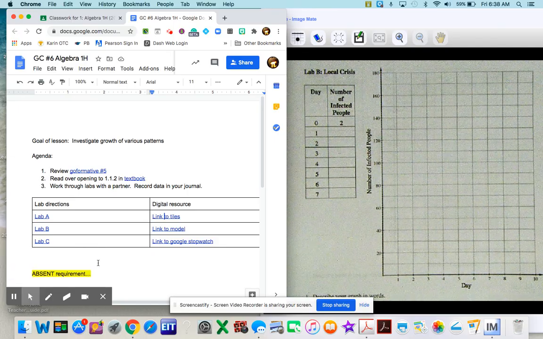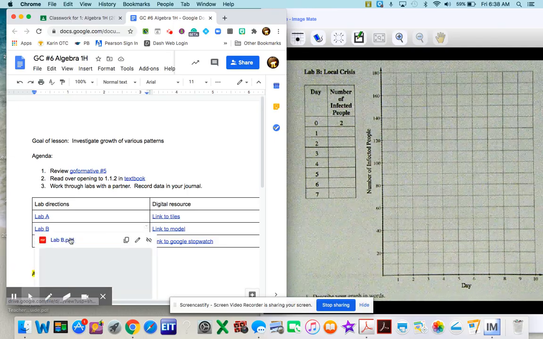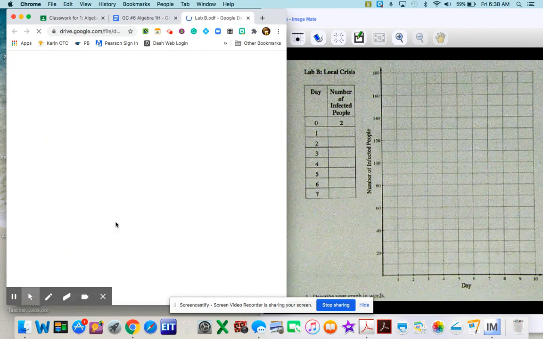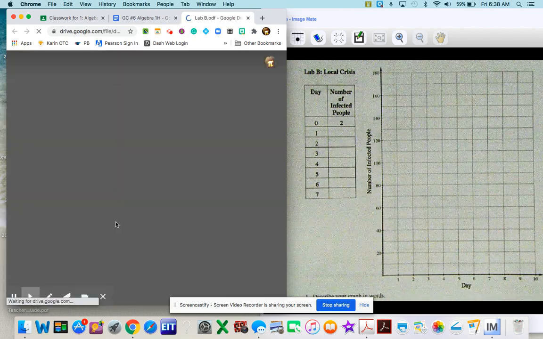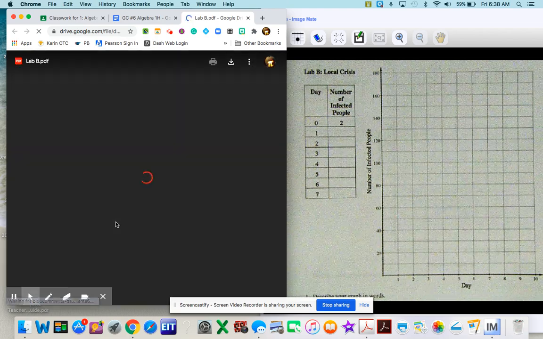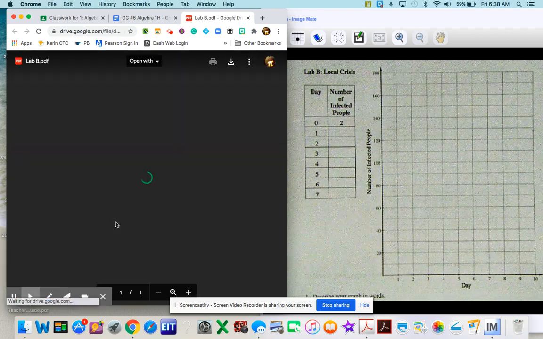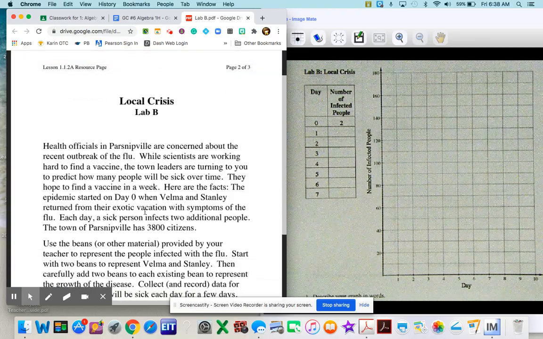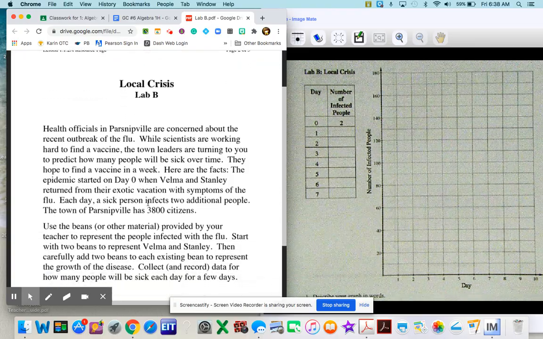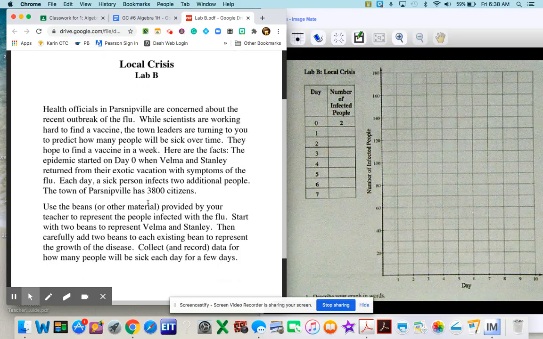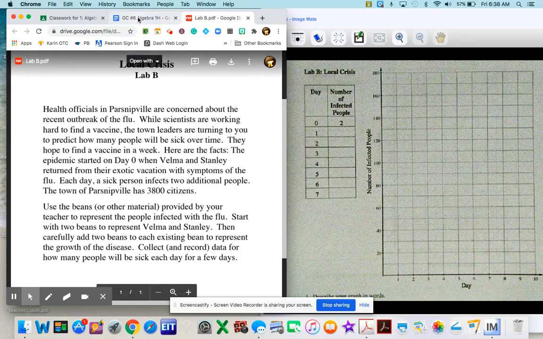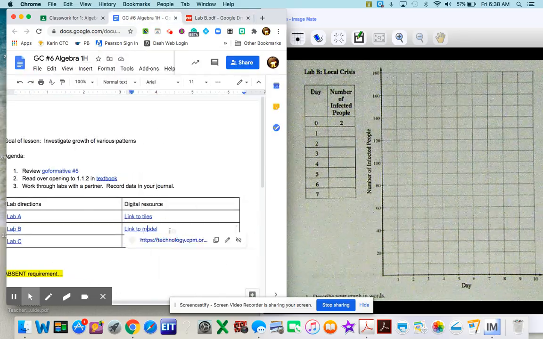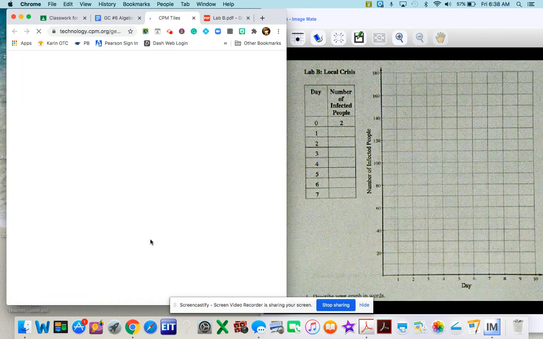Okay, now we're going to look at Lab B. So Lab B was an all too relatable virus problem where we had a town that had on day 0 2 infected citizens, and they figured out that each day a sick person could infect 2 additional people. Okay. And here was the resource you could have used to come up with some of your data.